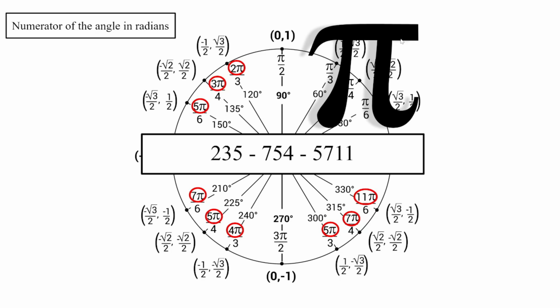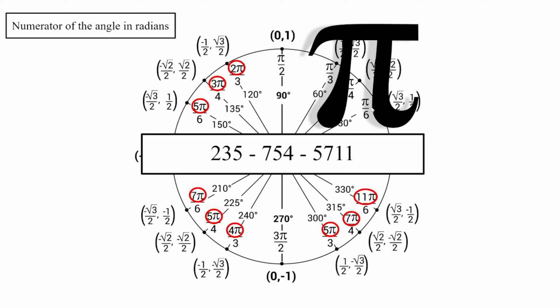And everything in the first quadrant is pi. You see it? 235, 754, 5711. So I'm going to close my eyes. If I want to find, for example, this value right here, in radians, we're going to think to ourselves, I want to find the cosine of, I don't know the question, to be honest.